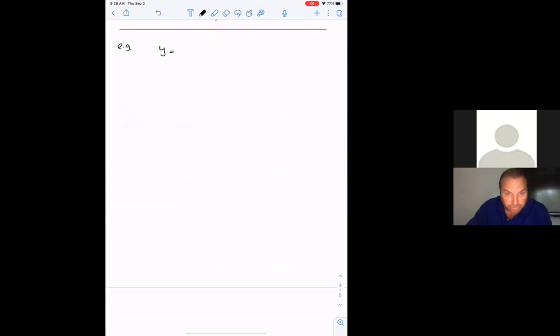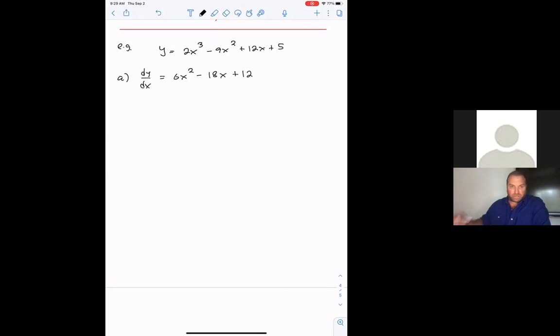y equals 2x cubed minus 9x squared plus 12x plus 5. Question A, find the derivative of y with respect to x. Find dy over dx. No problem there. None of these are relatively straightforward functions. So we get 6x squared minus 18x plus 12. Okay, done.